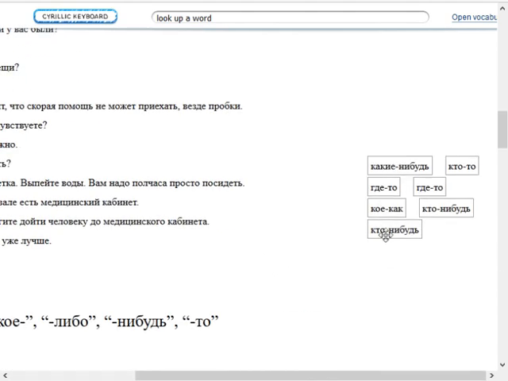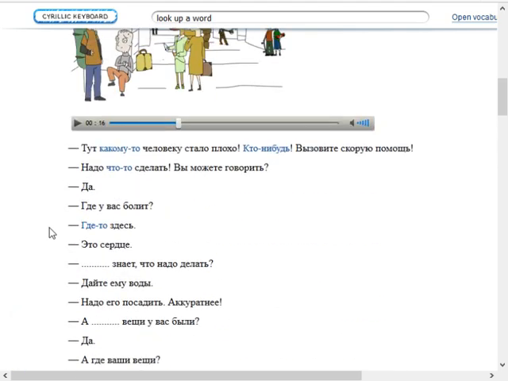Это сердце. That is the heart. Okay, so he's having chest pains. And the woman asked, кто-нибудь знает, что надо делать? Does anyone know what needs to be done or what's necessary to do? Again, she doesn't really care who it is. She just says, кто-нибудь? Anybody, somebody. Does anybody know what to do?